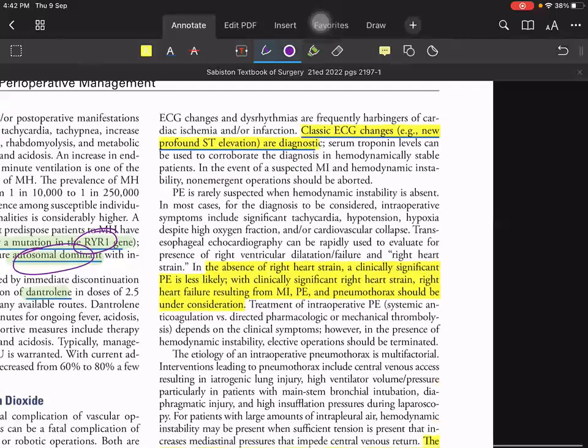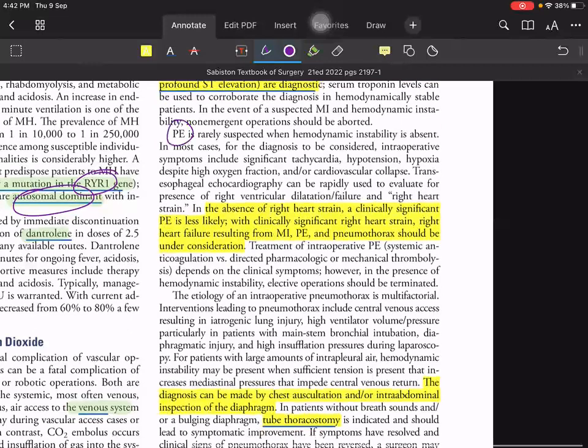In pulmonary embolism, in the absence of right heart strain, a clinically significant pulmonary embolism is less likely. With clinically significant right heart strain, the right heart failure resulting from MI, PE, or pneumothorax should be under consideration. So right heart strain is very important.